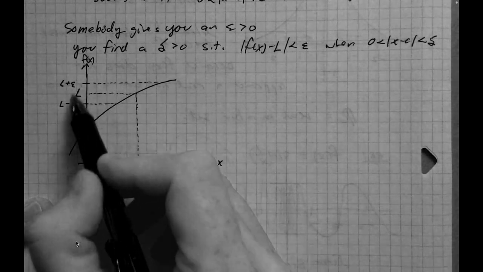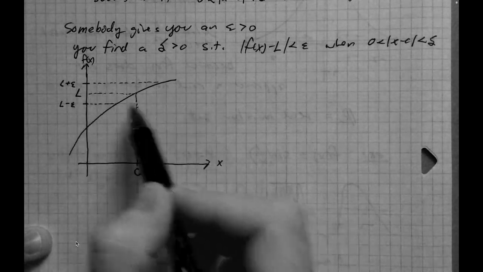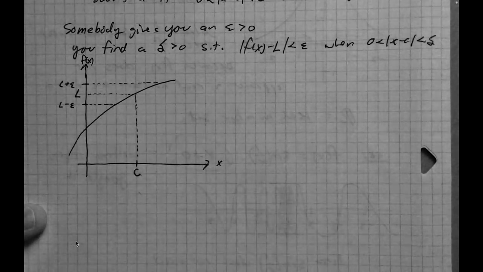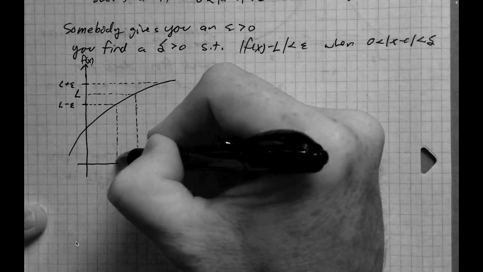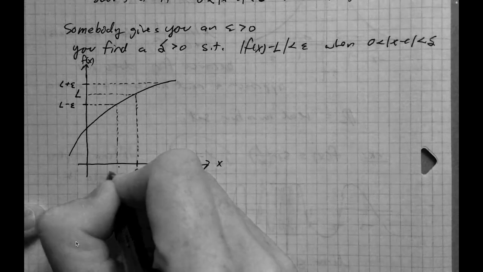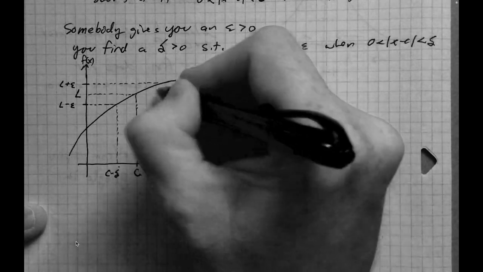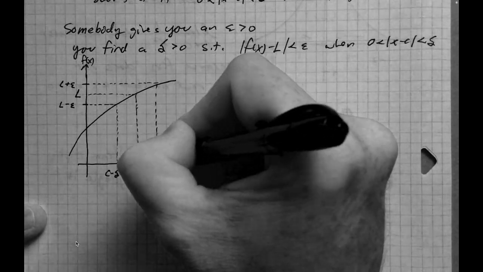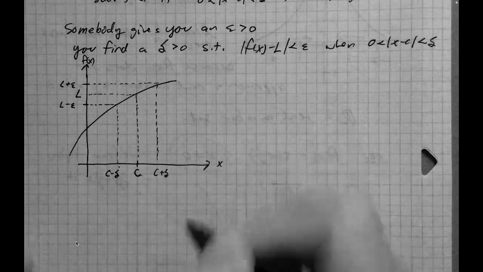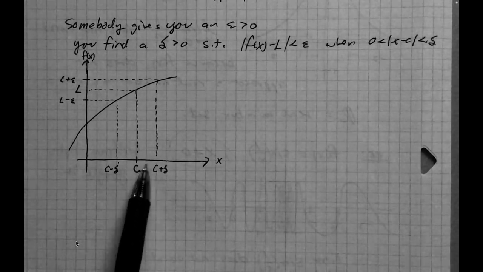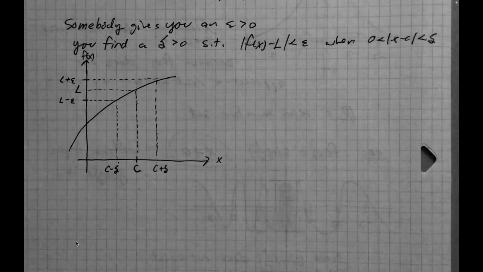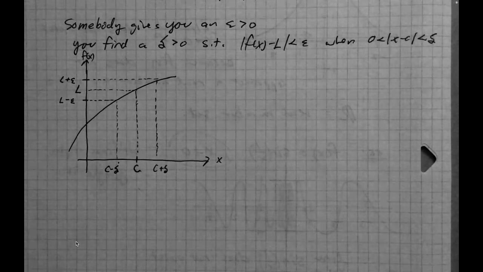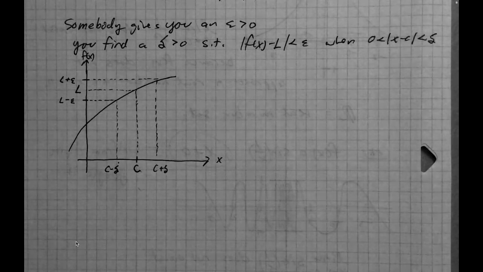Okay, so if somebody gives you a range that they want the value of the function to be in, then in order to prove it, you need to be able to go out and figure out what a delta would be, such that C minus delta and C plus delta would produce a value of f that's within epsilon of L. Okay. So that's the idea with the epsilon-delta proof.